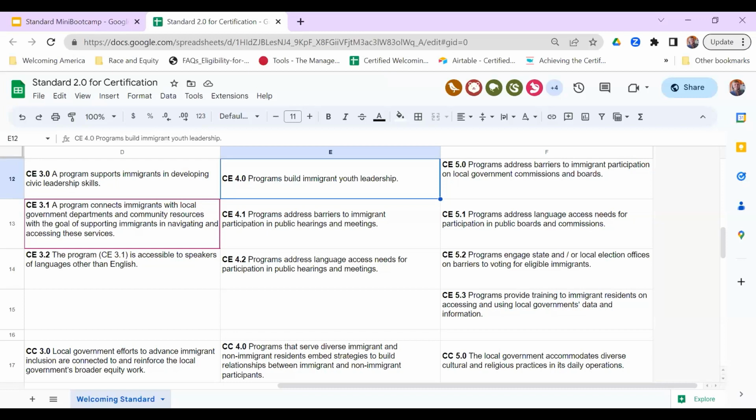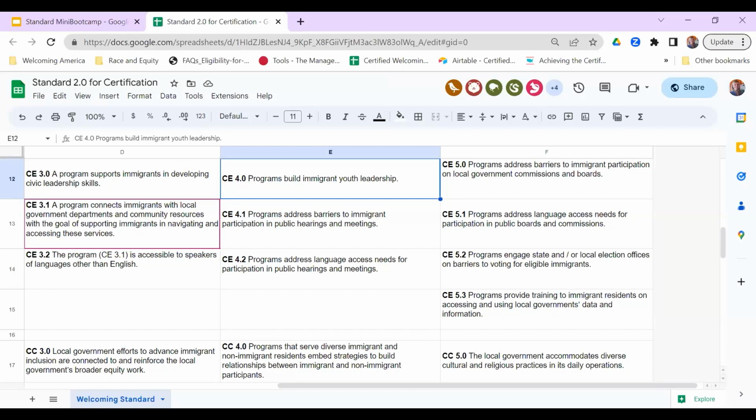And also I want to recognize again, thinking about how we have the standard build upon itself, that programs from your 3-star will likely have led people to be introduced to some of these things, like public hearings and meetings, into your 4-star. Should also hopefully have identified those barriers, perhaps through your program in the 3-star, and then be able to identify those gaps and improve them.